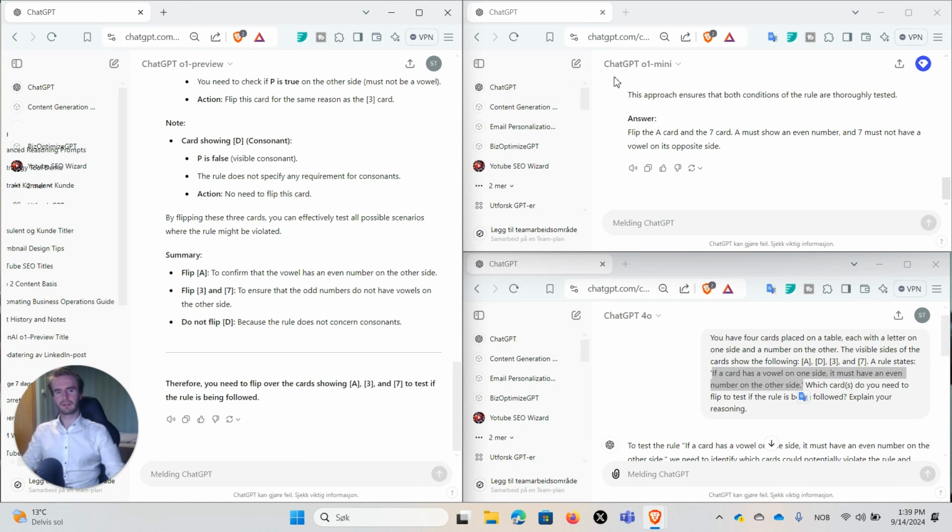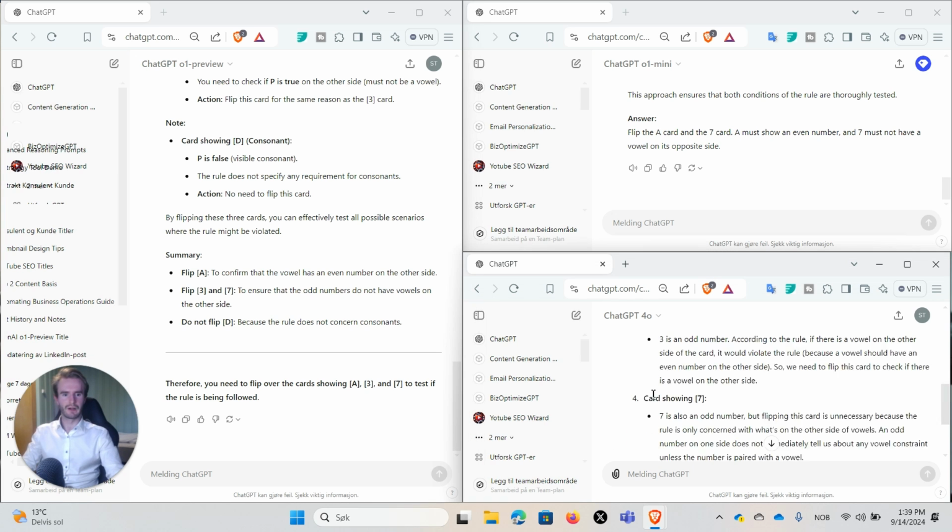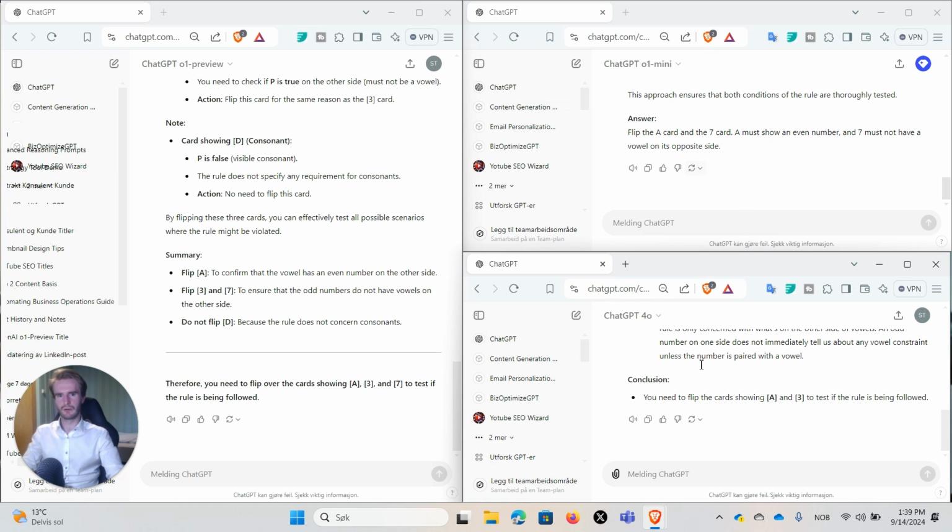So the conclusion of this task, at least, is that it provides completely different results on these three. What's also interesting is that O1 Preview and O1 Mini provide different results here: it takes the same rule that it finds as a basis, but interprets and applies it differently in the two answers. So in one case it is A, 3 and 7, and in this other case it is the A and the 7 card. So pretty interesting to see the different applications here.